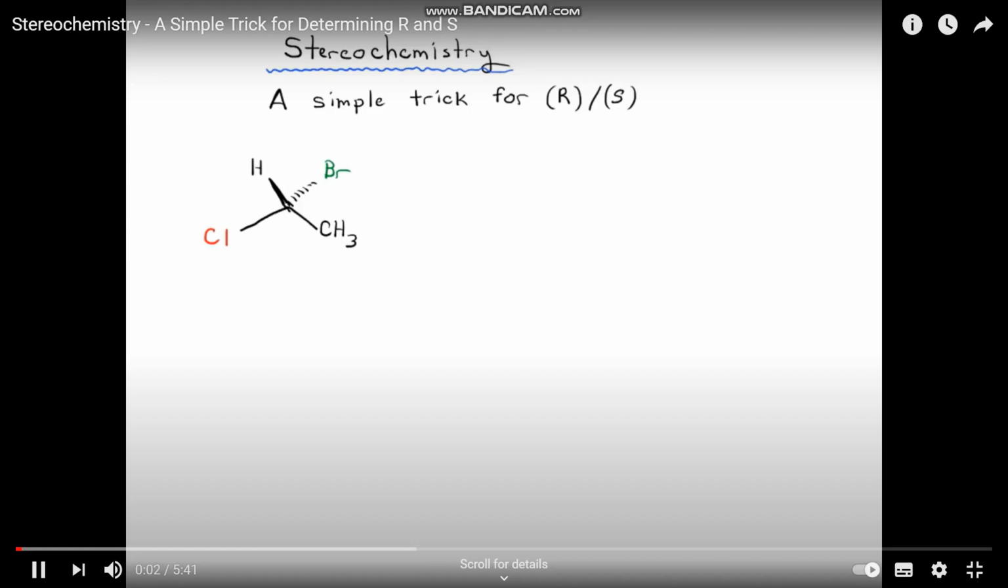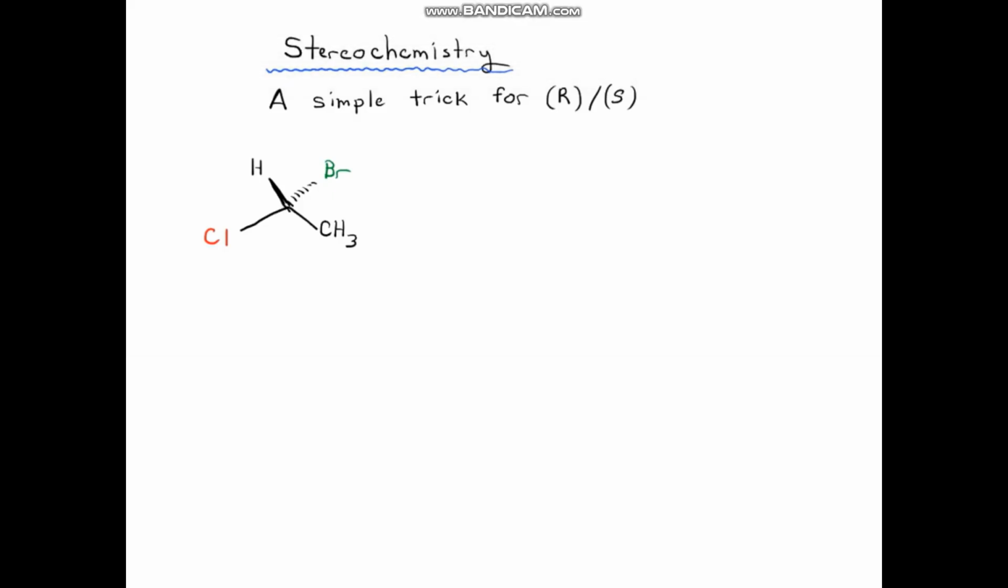We're going to talk about a simple trick for figuring out R and S when our number 4 substituent is not in the back. Remember, when we're figuring out R and S, first of all, you have to have a stereo center, and the stereo center has no two groups attached to it which are identical. So CH3, Br, H, Cl, these are all different. This is what makes this a stereo center: 4 different groups.